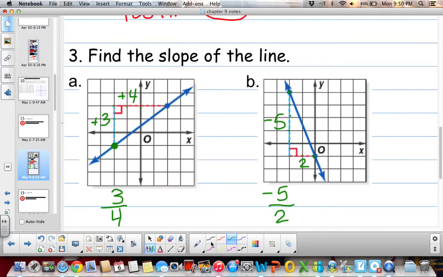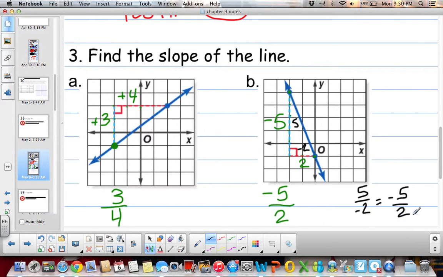If we did start at this point and we counted, well, I went to the left 2, so that would be -2, and then I went up 5, 1, 2, 3, 4, 5. This still would be my rise, so even though I counted it last, it still would be 5 over -2, which then we just change and we put our negative symbol either on the top or in the middle, so it still would be -5/2.